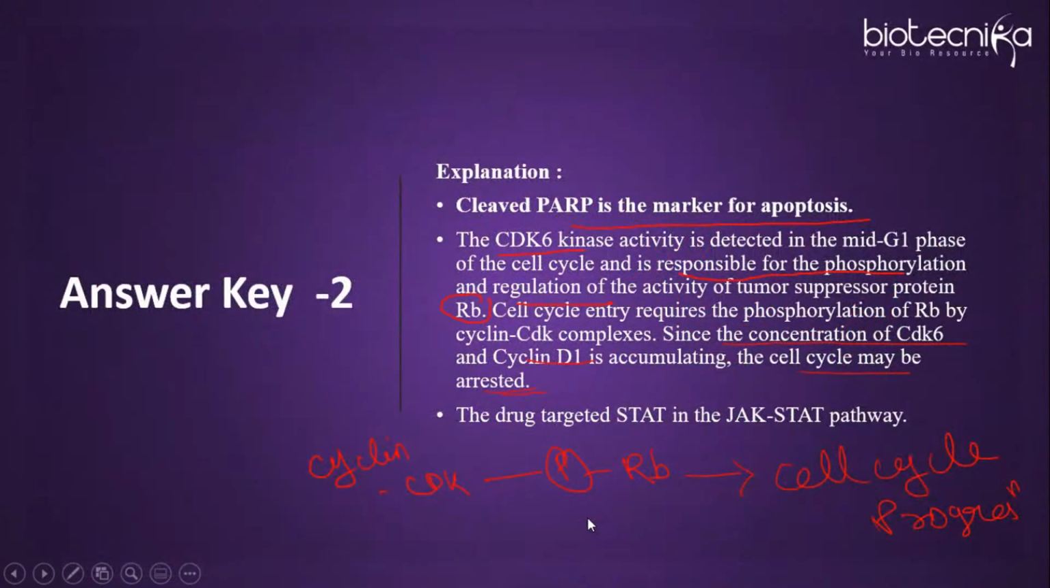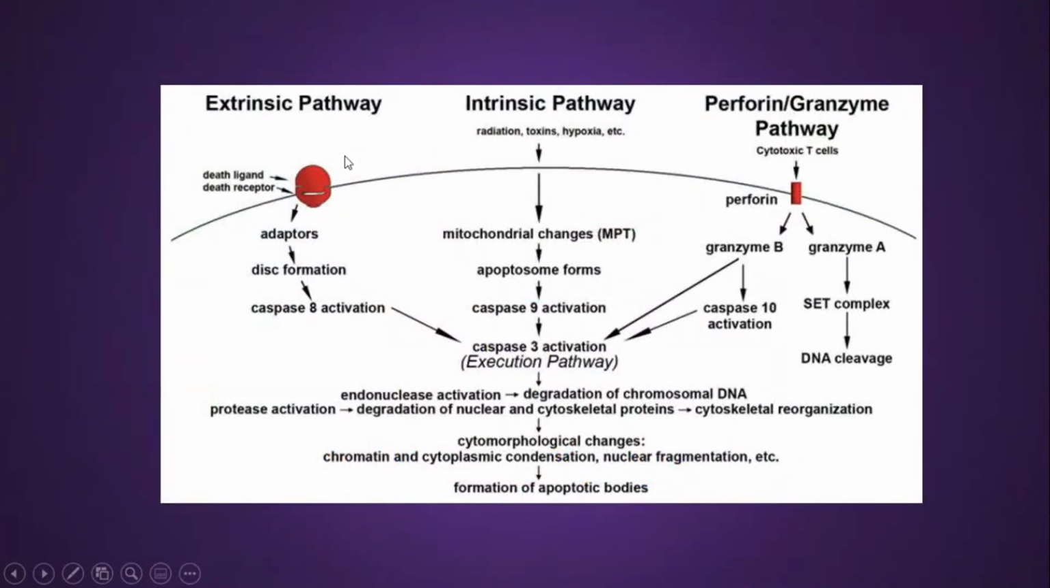Okay. So these are the 3 different pathways of apoptosis. Of course, caspase 3 is the common caspase, the executioner caspase, for all the three pathways. But when it comes to initiator caspase, for extrinsic it is 8, for intrinsic it is 9, and for perforin it is caspase 10. Remember this one. This flowchart is important from the examination point of view. Try to remember this one.